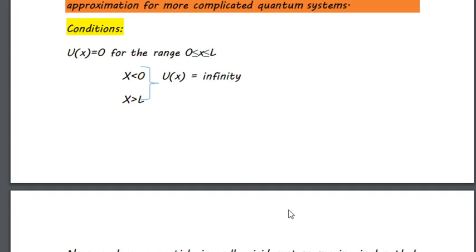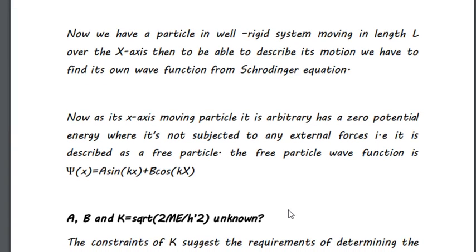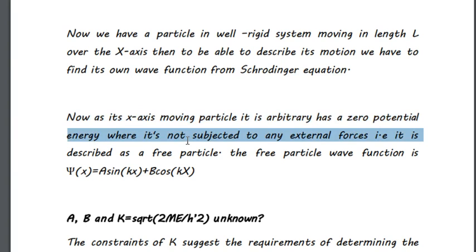Now we have a particle in a rigid well moving in length L over the x-axis. To describe its motion, we have to find its wave function from the Schrödinger equation. As we have described before, the wave function has the ability to describe the motion and behavior of the particle. Inside the well, the particle has zero potential energy and is not subjected to any external forces, i.e., it is described as a free particle.